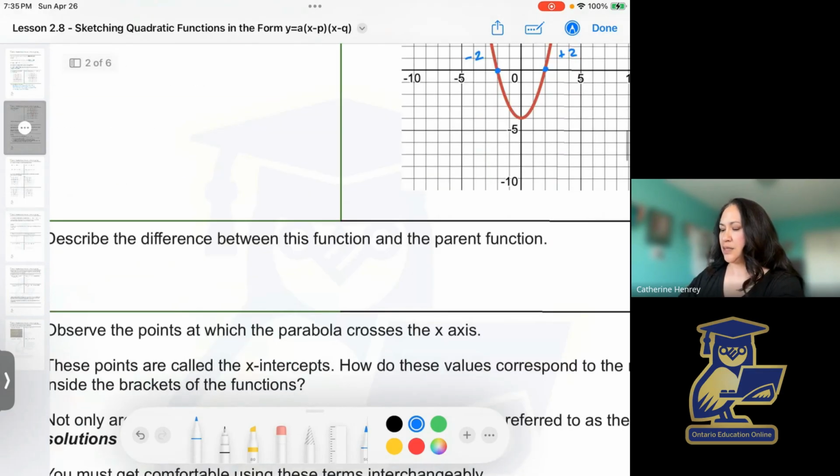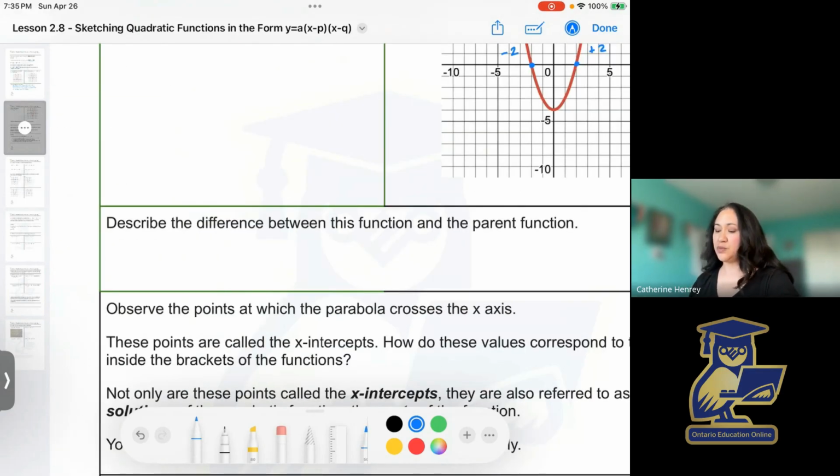So again, you can make a description here of the difference between the parent function, which is y equals x squared. Again, it only touches the x-axis once at 0. With this function, it crosses the x-axis at 2 points, at -2, 0, and at 2, 0. So I'll let you write that in.